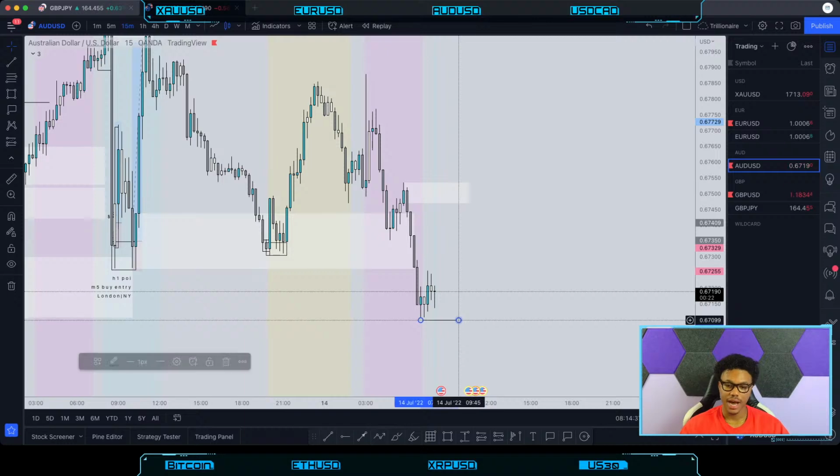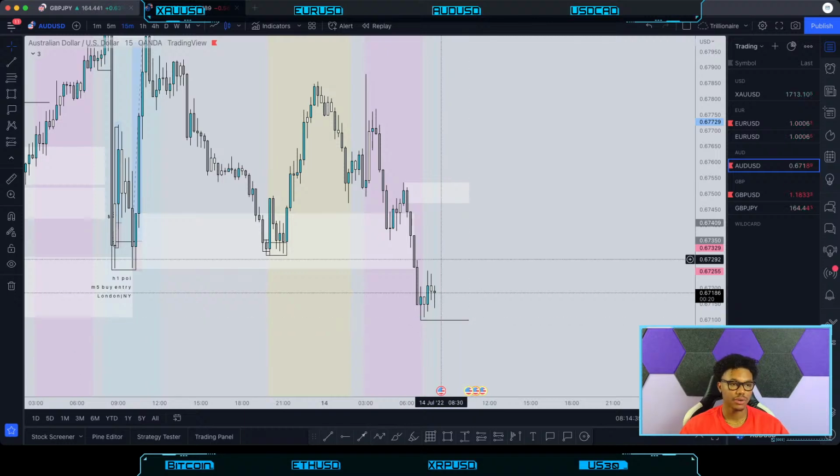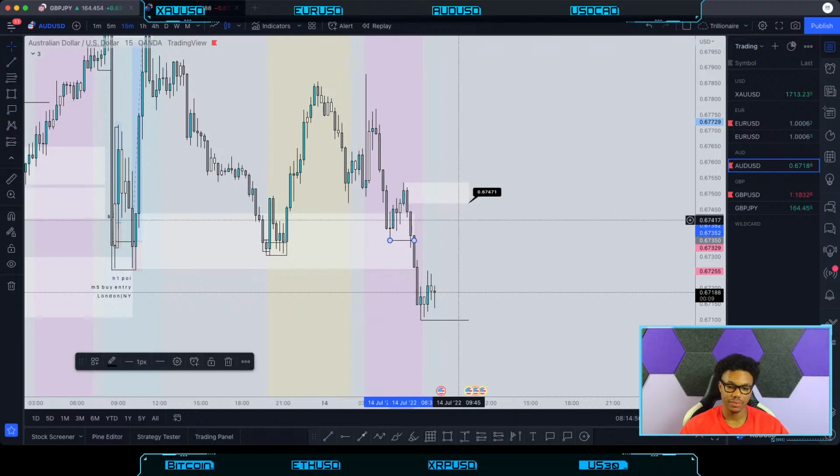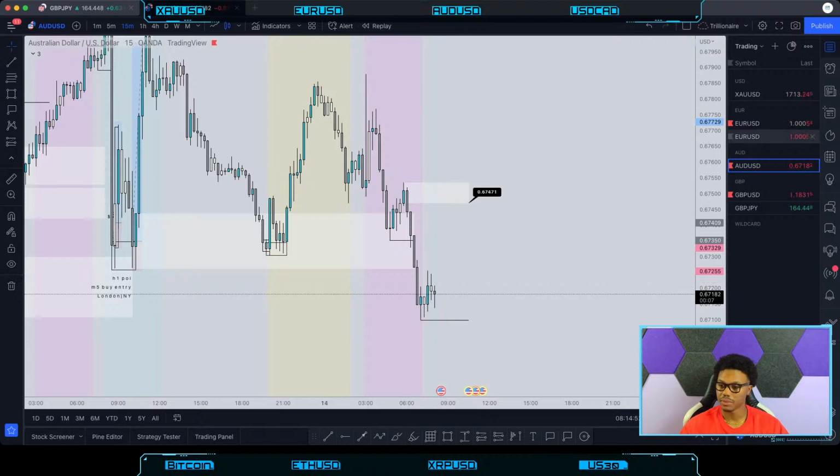But anyways, so this is what I'll be looking for as it relates to AUD USD, possibly tapping into this area here. And then we can look for a trade. And then we can see that we definitely have nice bearish momentum to the downside.